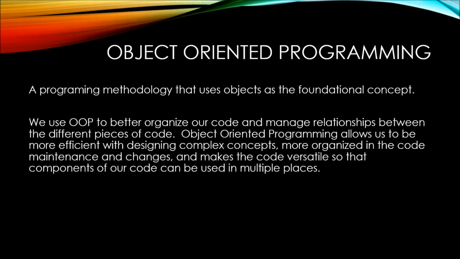Now, I wrote this paragraph out here to try to give you a better understanding of why object-oriented programming is so important. We use object-oriented programming to better organize our code and manage relationships between the different pieces of code. Object-oriented programming allows us to be more efficient with designing complex concepts, more organized in the code maintenance and changes, and makes the code versatile so that components of our code can be used in multiple places. So there's a lot of benefit to using object-oriented programming languages, and C# offers a lot of syntax that allows us to make our code object-oriented.